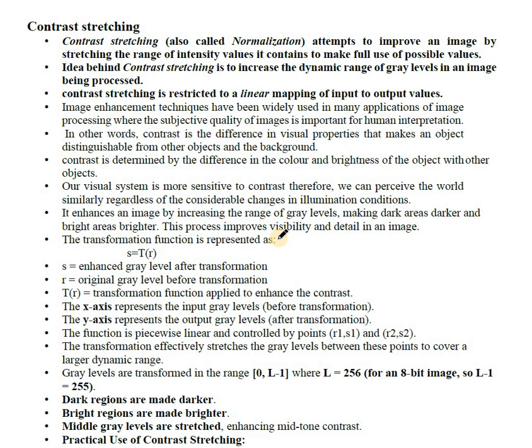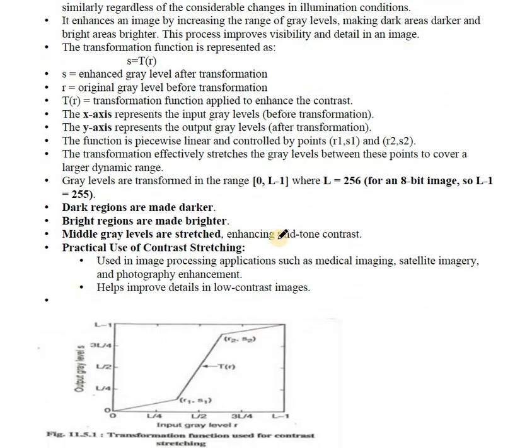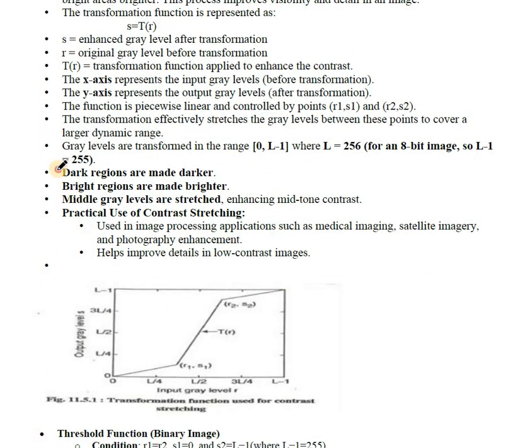So how is it done? What we basically do is we make the dark regions darker, bright regions brighter, and the middle gray levels are stretched to enhance the mid-tone contrast. Now, what is the application of contrast stretching? It is used in medical imaging, satellite imaging, photography, and it will allow you to see the details which are usually hidden because of low contrast. So, how is it done?